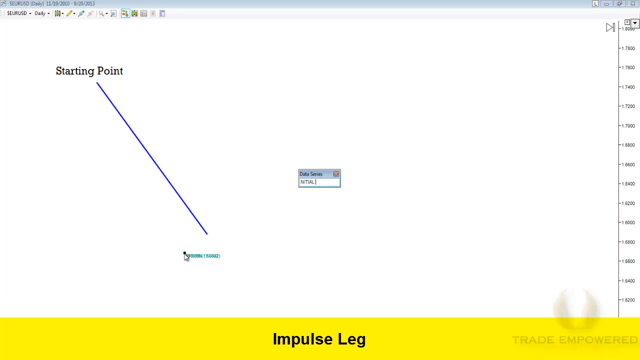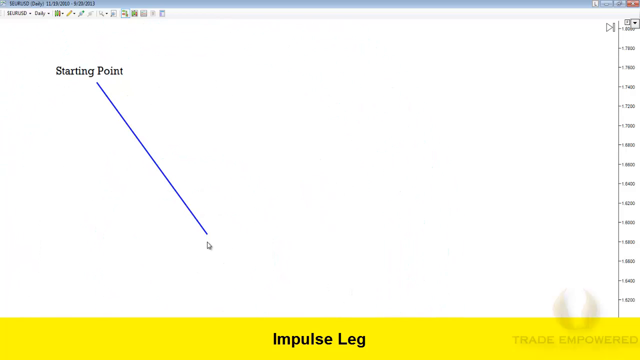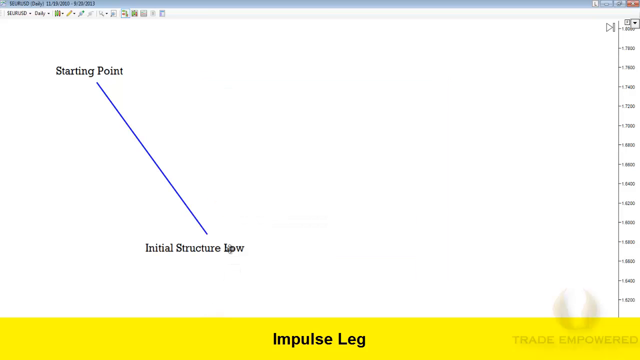to our initial structure low, this is called an impulse leg. Our swing high to swing low. Our sore thumb move, for those who understand that terminology. And we'll look at it and identify it on the chart.